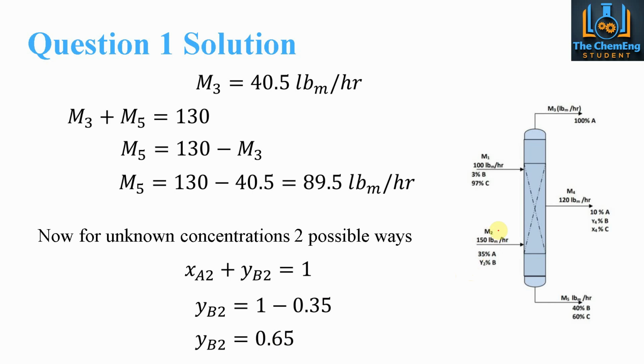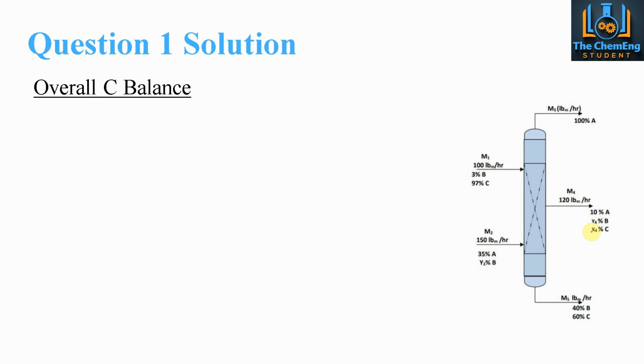So that's how we would go about working out the individual stream concentration for what you would technically class as a binary stream, because we only have 2 compounds, whereas here we have 3 compounds. So we have to do a bit of manipulation in order to achieve the values of X4 and Y4. But what we'll do now is we'll perform an overall balance on component C, and you'll see why we'll do this in just a second.